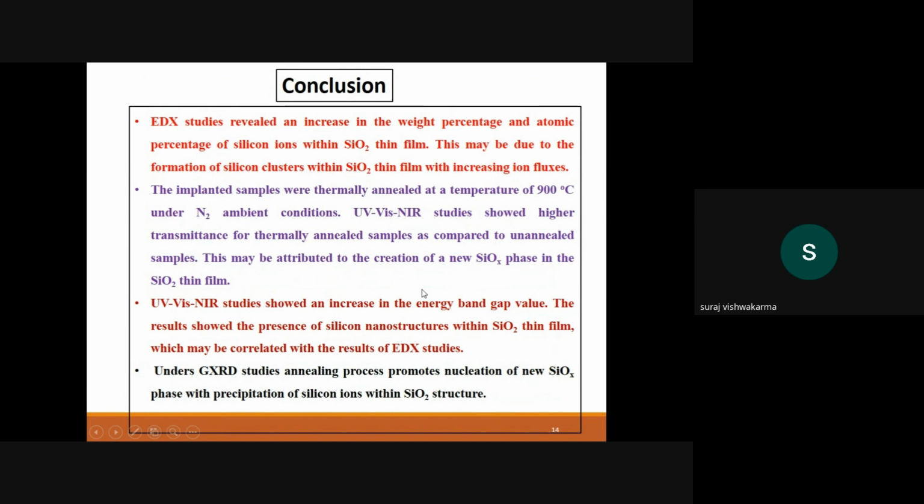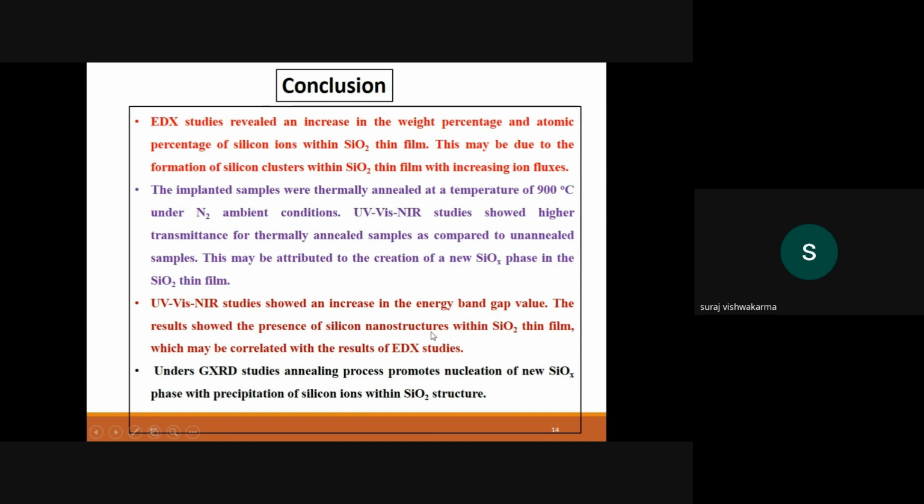Now, in conclusion, the EDX studies reveal an increase in the weight percentage and atomic percentage, that there is a presence of silicon clusters with increasing fluxes. Implanted samples were thermally annealed at a temperature of 900 degrees Celsius under nitrogen ambient. Then the UV-visible studies showed higher transmittance for thermally annealed samples as compared to unannealed samples. This may be attributed to the creation of a new SiOx phase inside.